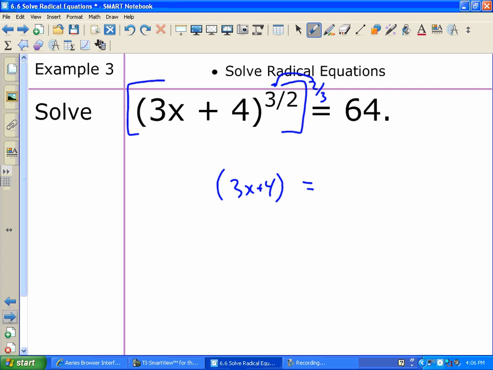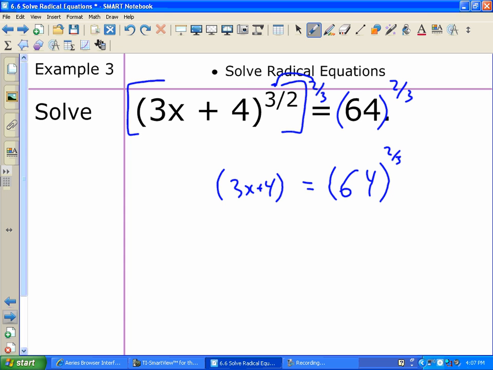If I introduce the 2/3 on the left-hand side of the equation, I need to introduce an exponent of 2/3 on the right-hand side of the equation. Common mistake, students multiply by 2/3 instead of raising to the exponent 2/3. This is 64 to the 2/3. It is not 64 times 2/3. So I have 64 raised to the 2/3.